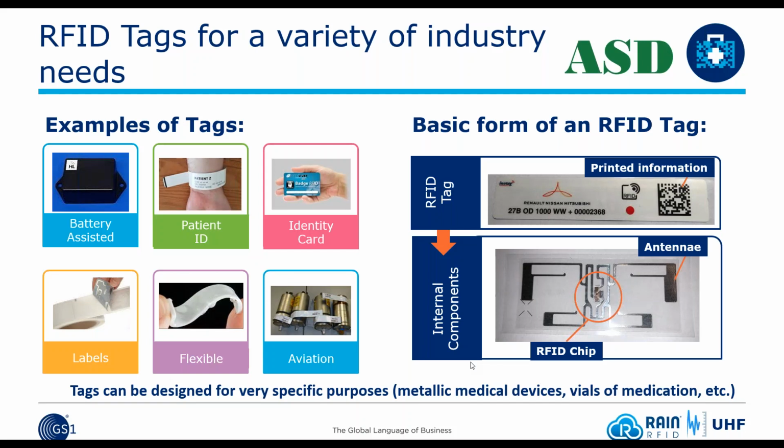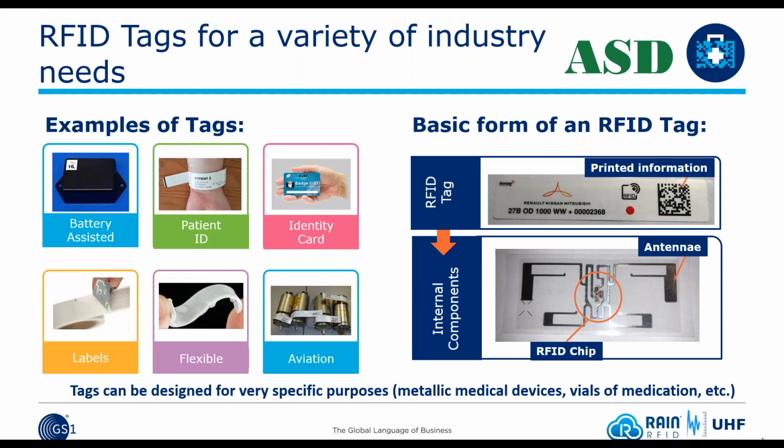Other form factors: the wristband for a patient, or the credit card sized tag for staff. You can put it on your lanyard and so forth. And we also have, I suppose, the standard label. When you're labeling boxes or cartons or pallets, the same type of label applies. You can put a chip or a tag on the back of that label, and when printing via RFID printer, you can have the encoding and printing happening at the same time.